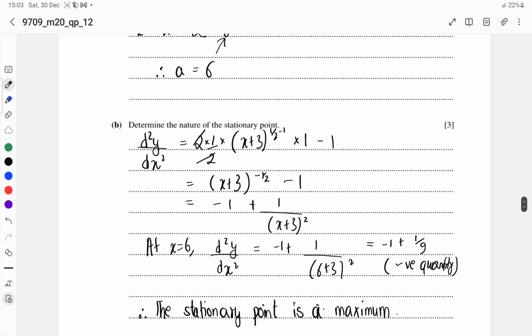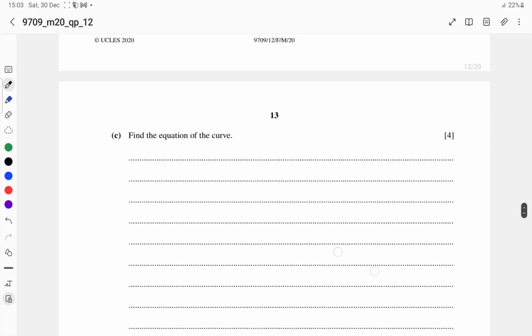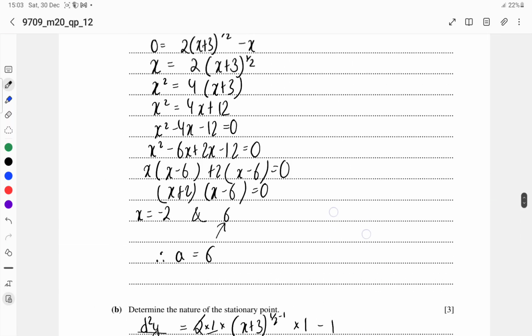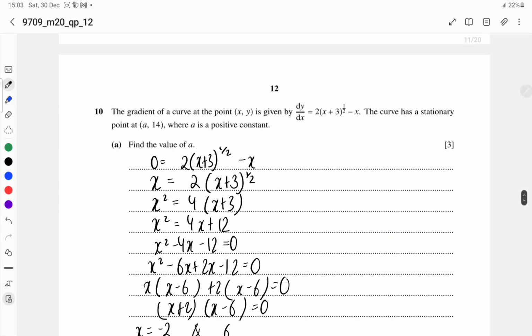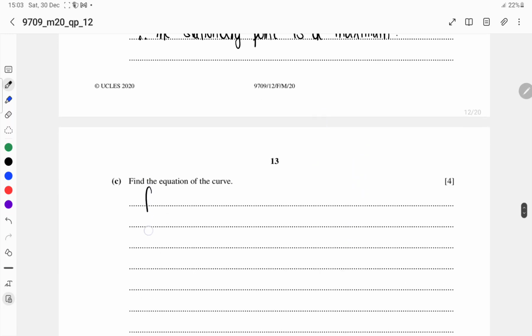So let me check the answer of 10b. It's maximum. I'm correct. And then we need to find the equation of the curve. So for the equation of the curve, what we can do is integrate this equation, right? So when we integrate, what's the function?